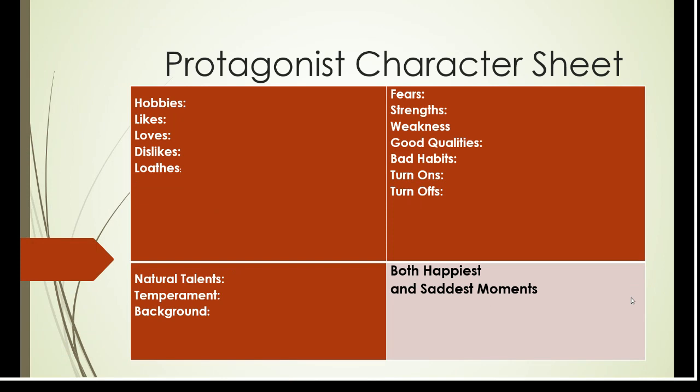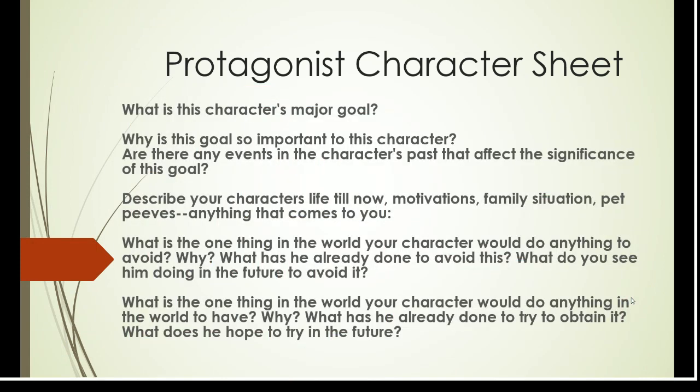So the next thing on the protagonist character sheet is to ask what the character's major goals are. Why is this goal so important to the character? Are there any events in the character's past that affect the significance of this goal?